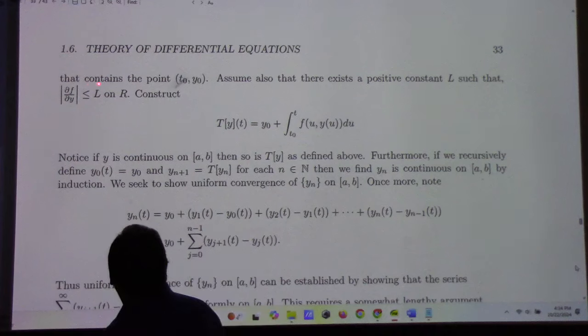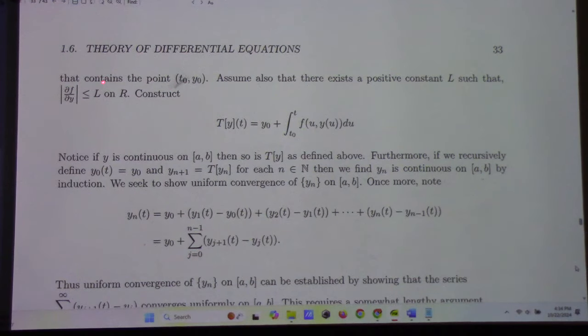Suppose you have a region R containing the point (t_0, y_0), and suppose you've got a constant L such that the absolute value of the partial derivative of f with respect to y is less than or equal to L on R. We'll construct T as usual, the integral version of the differential equation. If y is continuous, then T(y) is defined. More than that, T(y) is a continuous function. Following the induction, we always have a continuous function because we're integrating a continuous function to get a continuous function at the next step, and so on.